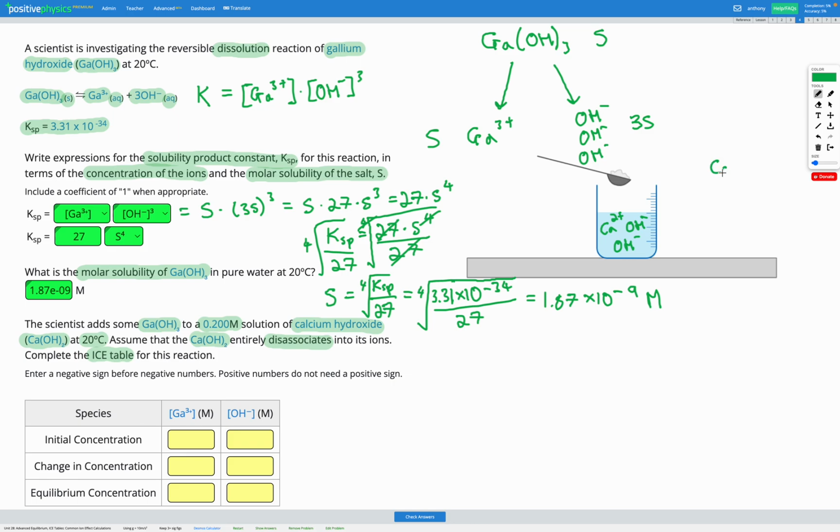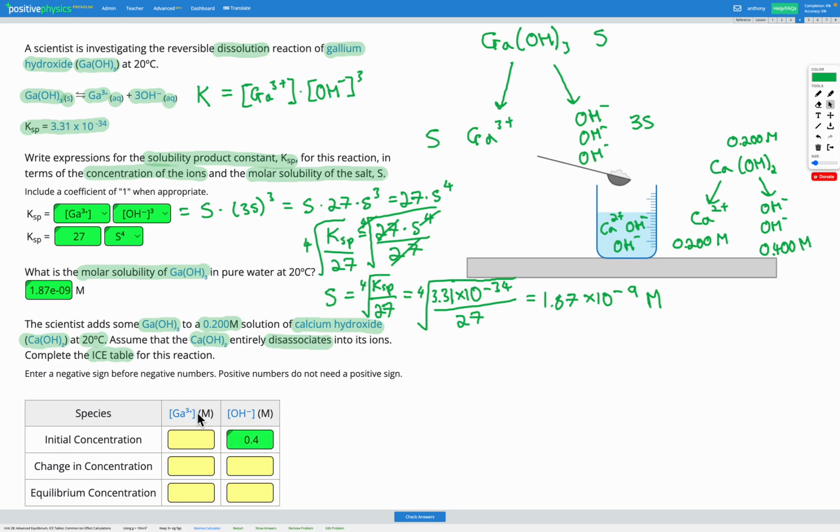Now, since calcium hydroxide has (OH)2, when that dissolves, we get 1 Ca2+, we get 2 OH minus. If we had 0.200 molar calcium hydroxide, that's going to give us 0.200 molar calcium ions, but double that of hydroxide ions. We're going to have 0.400 molar hydroxide ions, because for every formula unit of calcium hydroxide that dissolves, we get 2 hydroxide ions formed. So our initial concentration of hydroxide is 0.400.